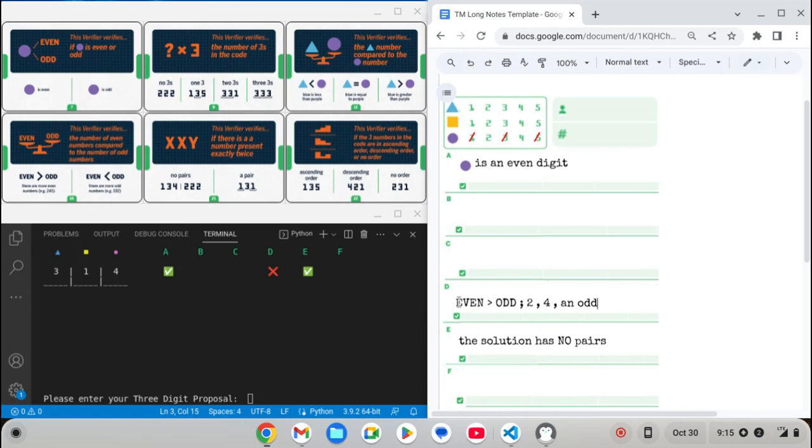And because we have a majority of evens, and there are no duplicates, right? No pairs. The evens are not paired up. They have to be distinct. So we have 2, 4. And of course, that last digit must be an odd.